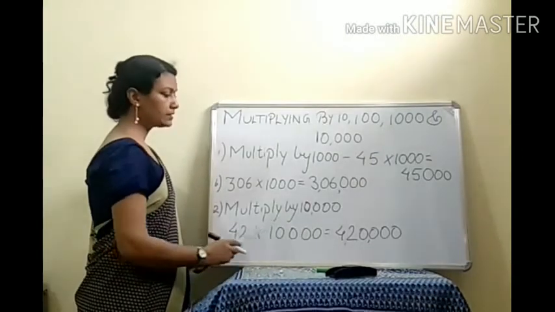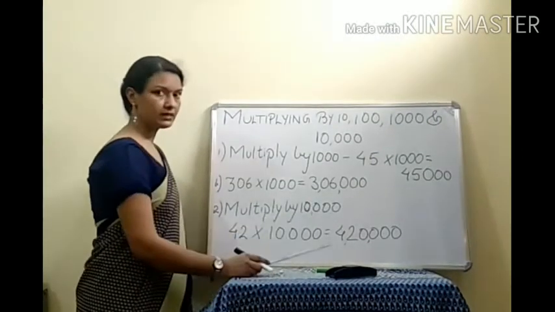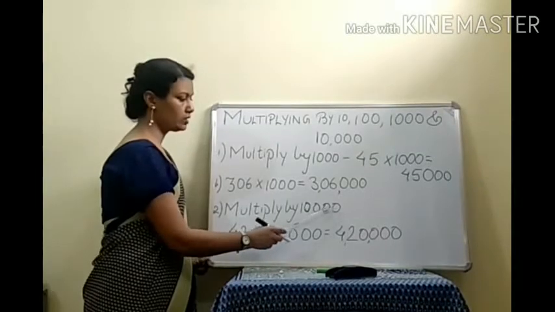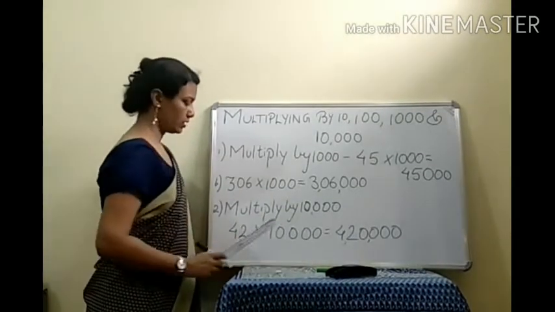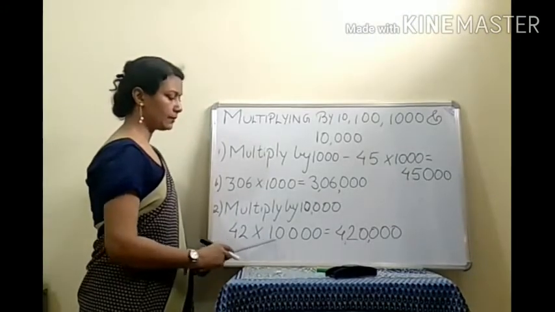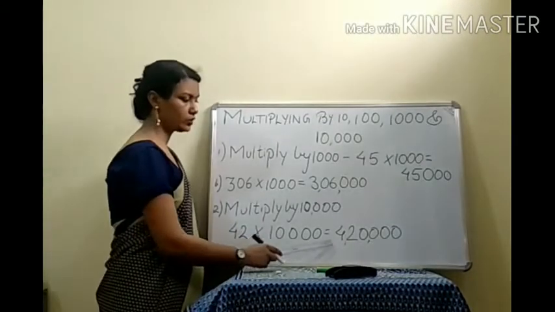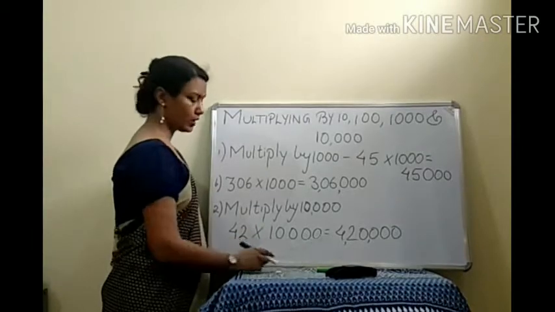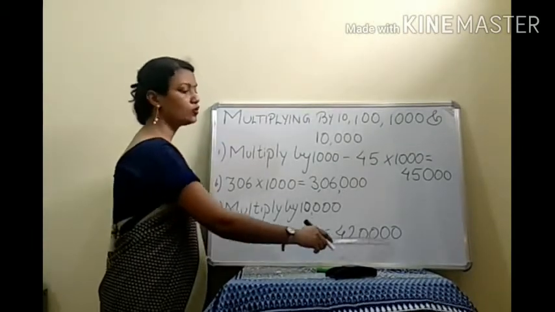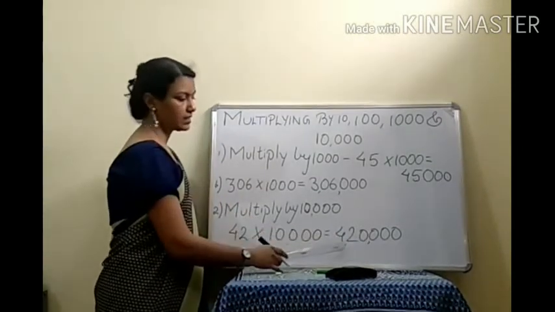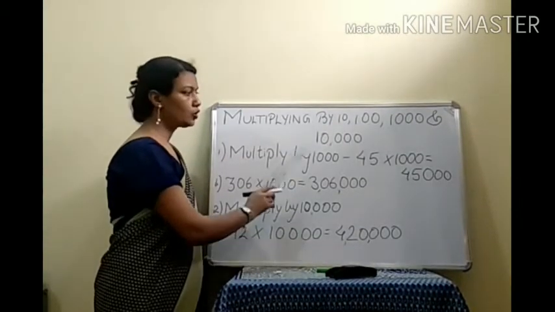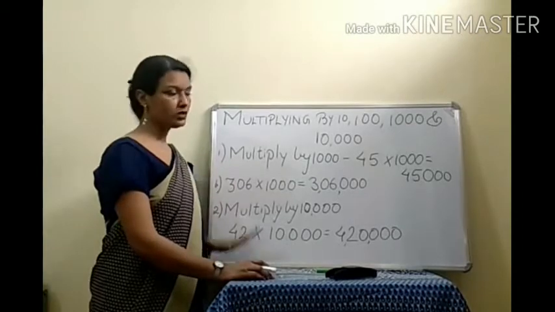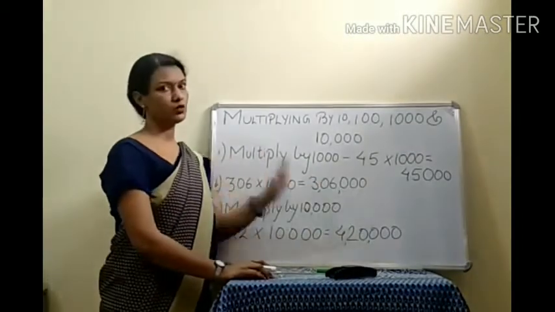Now multiply by 10,000. So multiply by 10,000, how many zeros are there in 10,000? 4 zeros. 1, 2, 3, 4. So we add 4 zeros. Now 42 multiply by 10,000 is equal to 42. That is 42 I have written as it is and 4 zeros. So this is the answer 4,20,000. Understood? You don't need to do actual multiplication. Just add the zeros at the right.